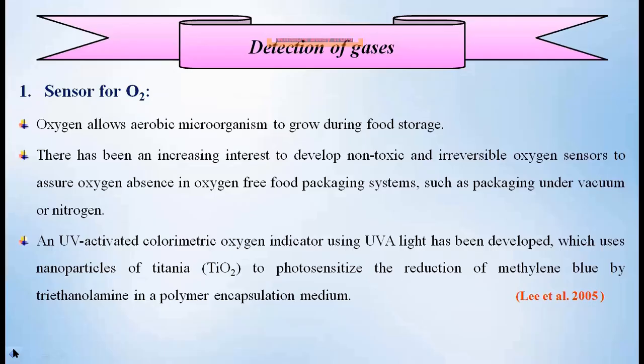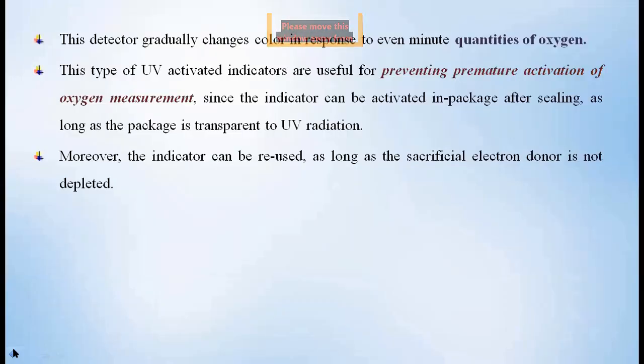So a UV-activated colorimetric oxygen indicator using UVA light has been developed, which uses nanoparticles of TiO2 to photosensitize the reduction of methylene blue by triethylamine in the polymer encapsulation medium. So these packaging materials help us to save our money as well as our health. This detector gradually changes color in response to even minute quantities of oxygen. This type of UV-activated indicator is useful for preventing premature activation of oxygen measurement, since the indicator can be activated in the package after sealing, as long as the package is exposed to UV radiation. Moreover, this indicator can be reused as long as the sacrificial electron donor is not depleted.